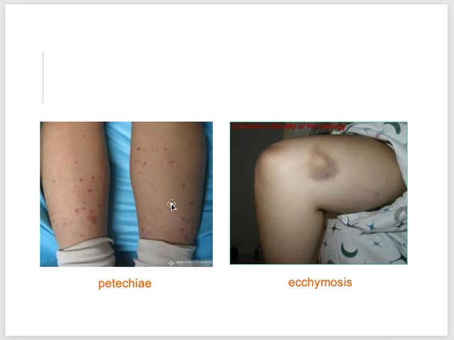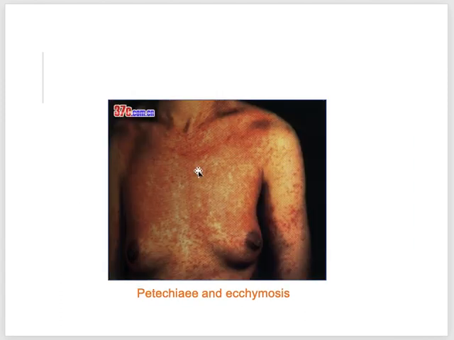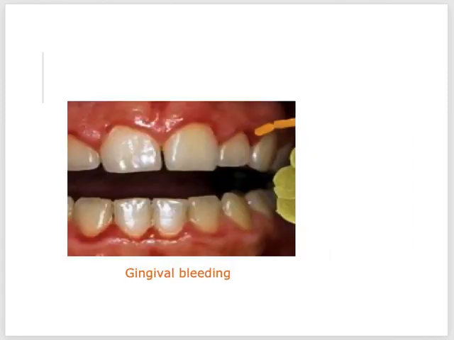So, see, these are petechiae. Why? Because the immune system basically destroys the platelets. So there is no point in giving a platelet transfusion, because if you give a platelet transfusion, what will happen? They will be destroyed as well. Petechiae, ecchymosis, bleeding from the gums. Okay.